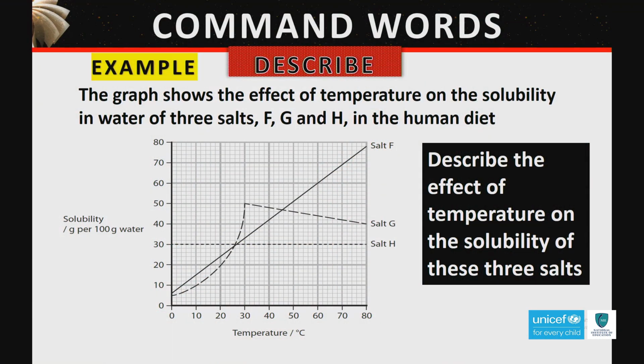So that actually concludes skills in drawing tables, graphs, and interpreting data. Now we will move on to command words related to it, that is analyzing of the data given in tables and graphs. So the first one that we have chosen is describe. From the question: the graph shows the effect of temperature on solubility in water of 3 salts, F, G, and H in the human diet. Describe the effect of temperature on the solubility of these 3 salts.